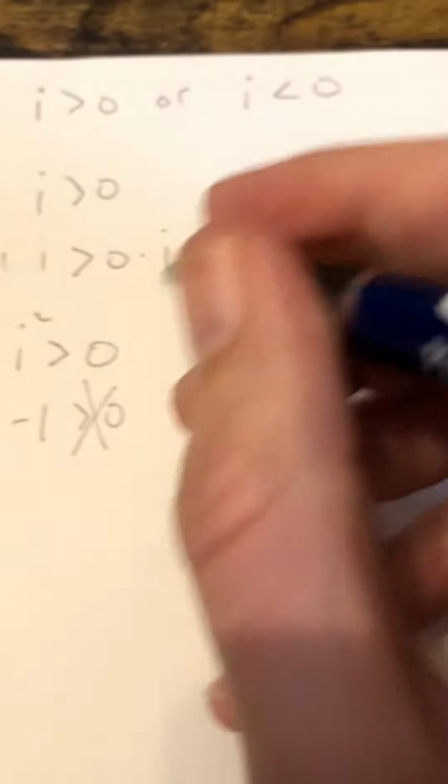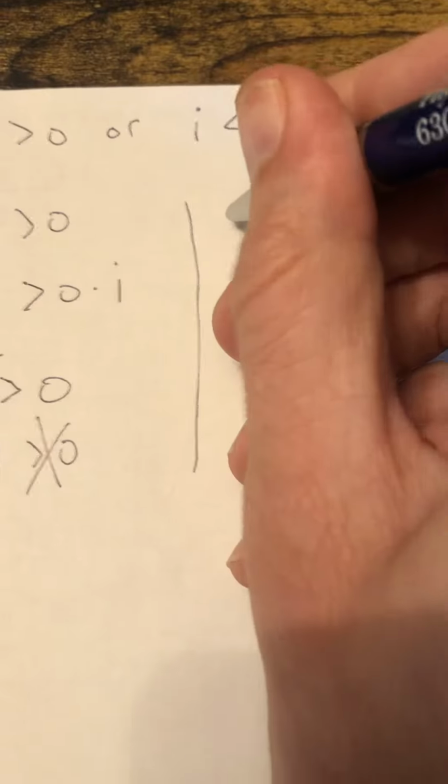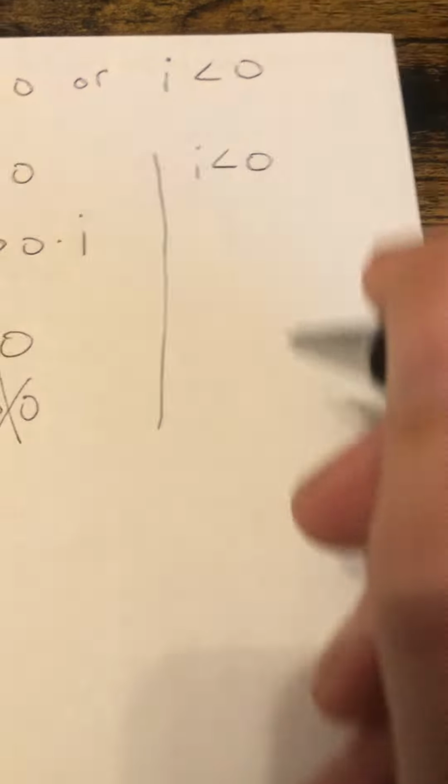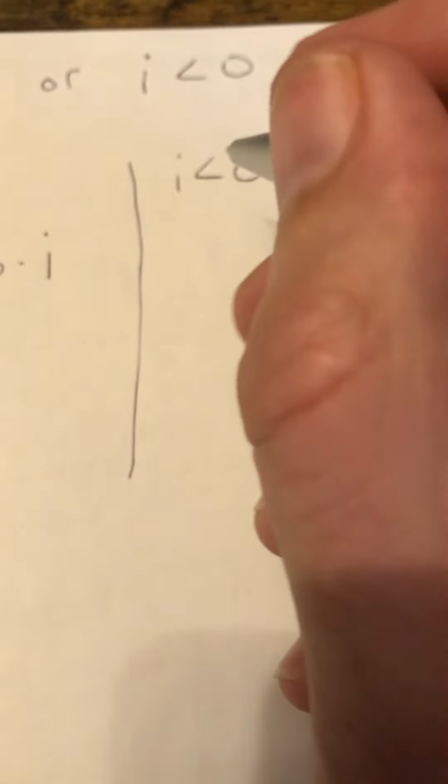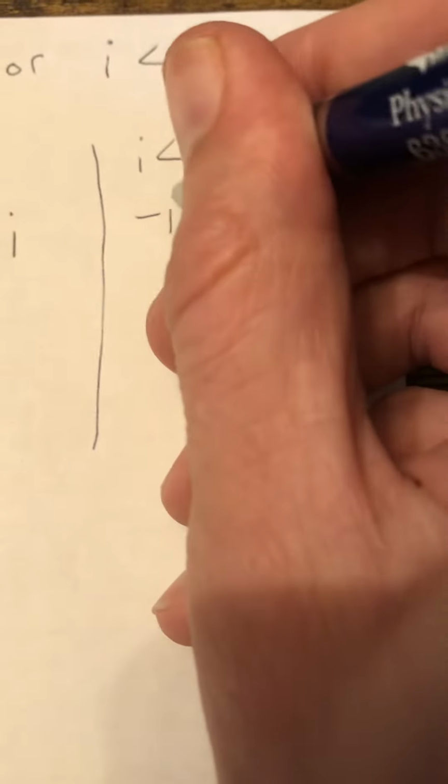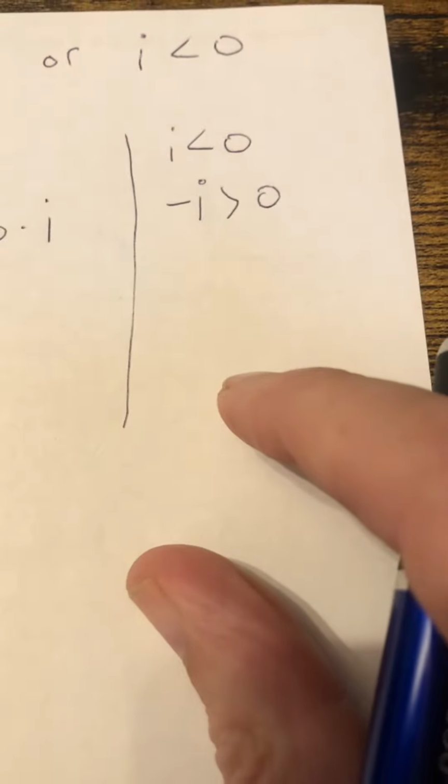So that's a problem. So then you might say, well then, Dr. Miller, i is less than 0. Well, here's a problem with this one. If i is less than 0, let's go ahead and multiply both sides by negative 1 and flip the sign, right? That's a basic property of inequalities. That we have negative i is greater than 0.